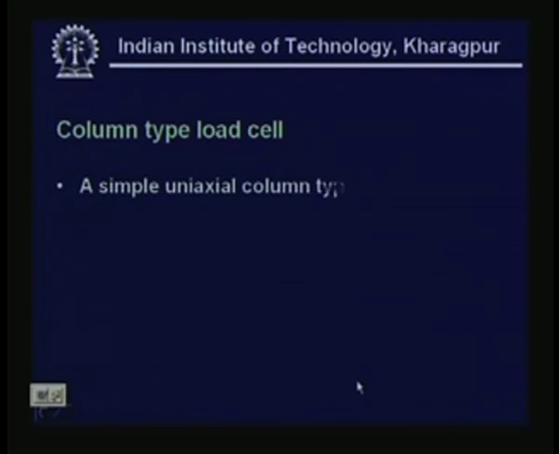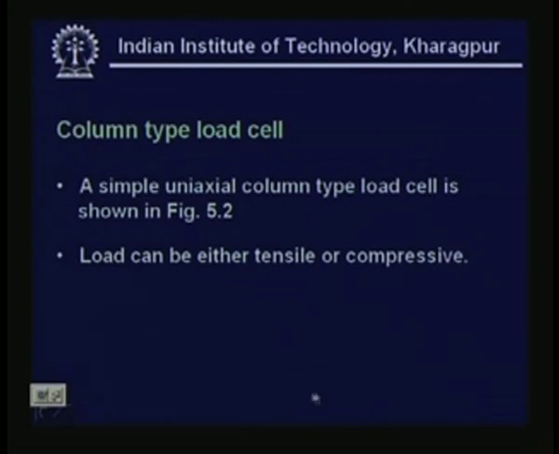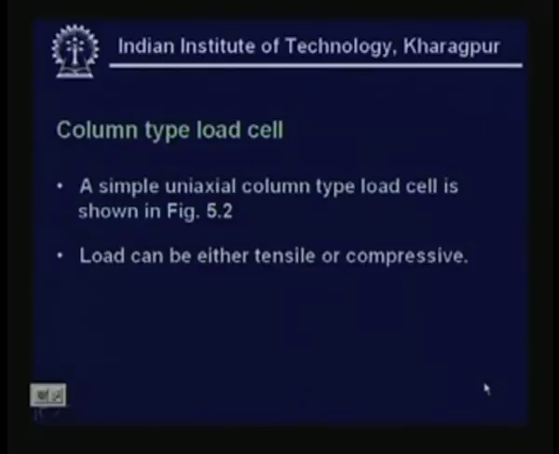Now, a column type load cell, a simple uniaxial column type load cell, is shown in figure 5.2. Load can be either tensile or compressive, because it depends on where you apply the load. If you apply the load on the top of the load cell, obviously the bottom of the load cell should be fixed. In that case it is a compressive load, whereas if you suspend the load from the bottom of our column type load cell, it will be a load of elongation. So, in that case it is no more a compressive load, it is a load of elongation. So, that is the reason we call it tensile. It does not matter, our final expression of the Wheatstone bridge will remain the same.